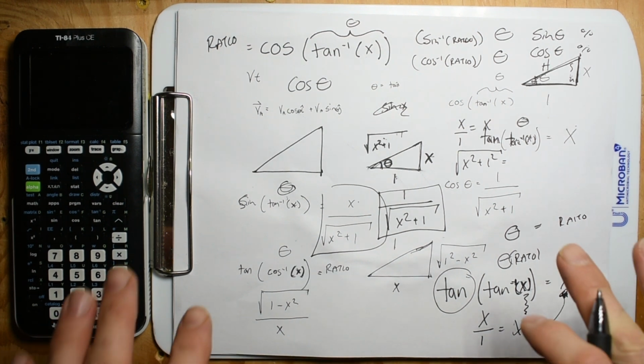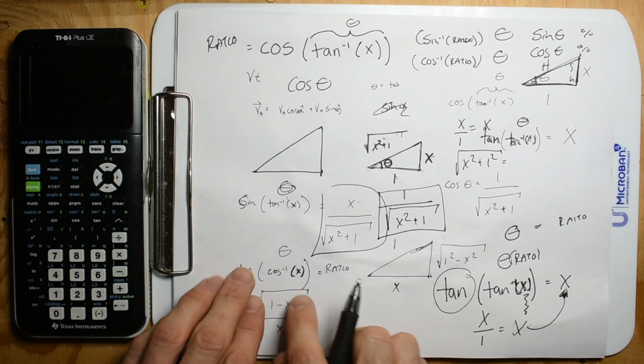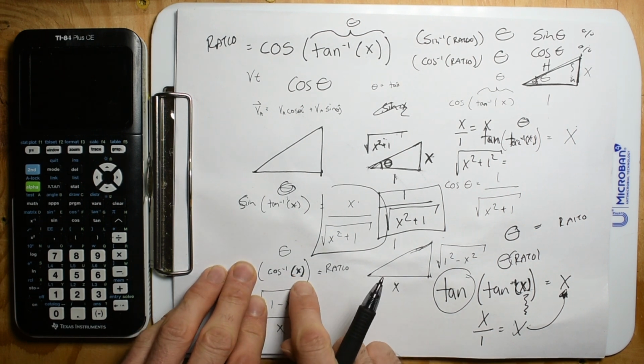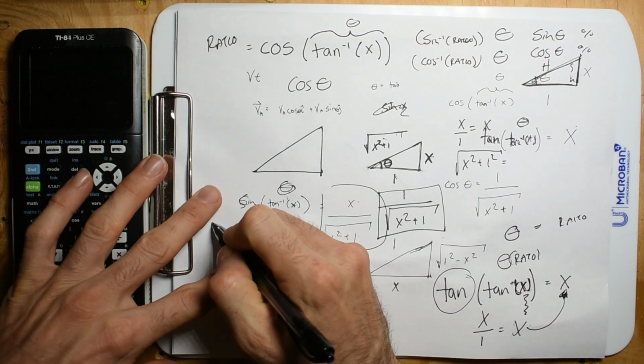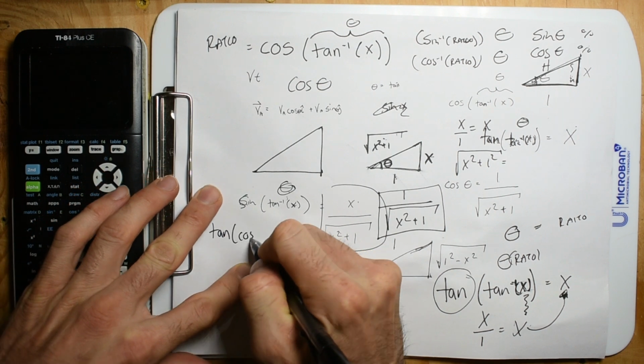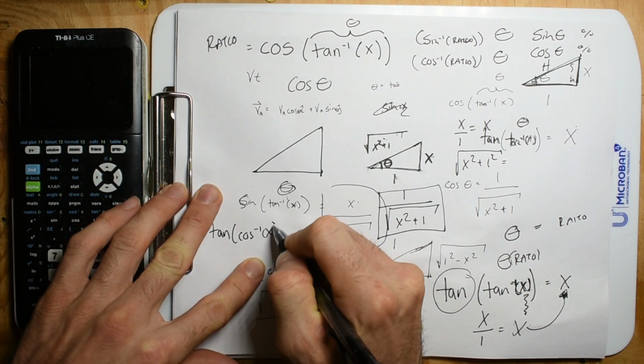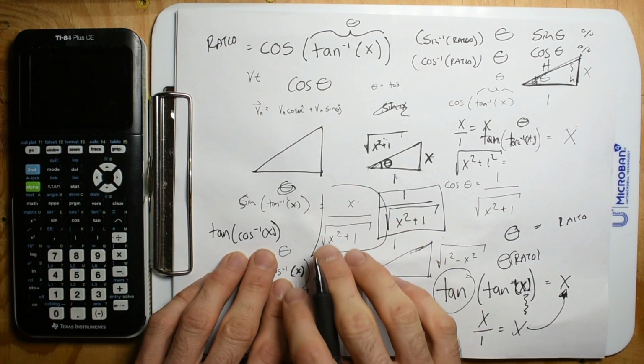Oh, we got one more in us. Because what we wanted to do was inverse cosine of x and then take the tangent of that. So we're going to have tangent of inverse cosine x, and this is really going to hone it in.